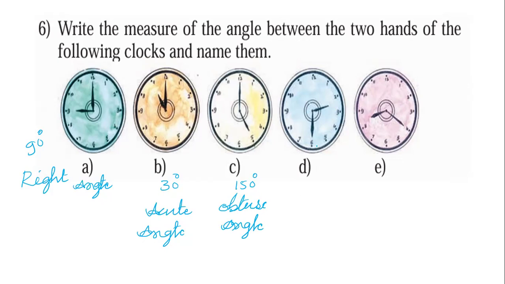This is 30, 60, 90, 90 plus 15, 105, 105 degrees obtuse angle. This is 30, 60, 90, 120 plus 15, 135, 135 degrees obtuse angle.